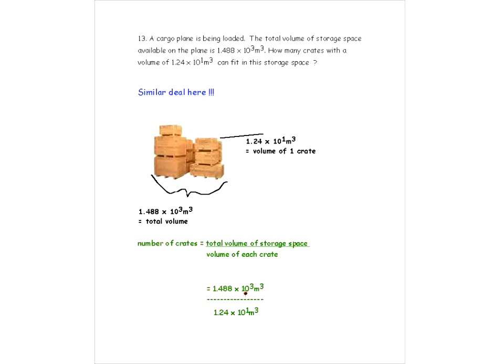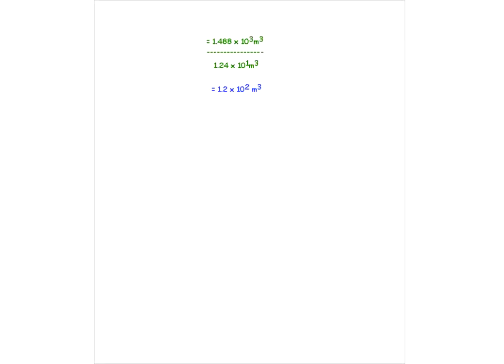Again, we can use exponent rules to divide these out if we want, or we can just make this into 1,000, this into 10. We can divide it that way. Okay, so here's what it looks like then.